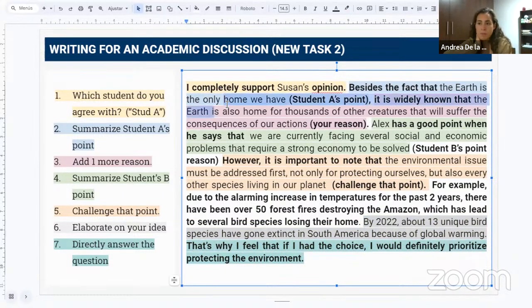But this is the idea. You know, this is an ideal structure that maybe you want to use. You have a short introduction where you mention which student you agree with. You summarize that student's point. You add your own reason. You mention the other student's point and you challenge it and you elaborate on your idea and you have your conclusion. It's just a matter of practicing using the technique. But it's not that difficult. You'll see. It's totally easier than the previous question that you had.